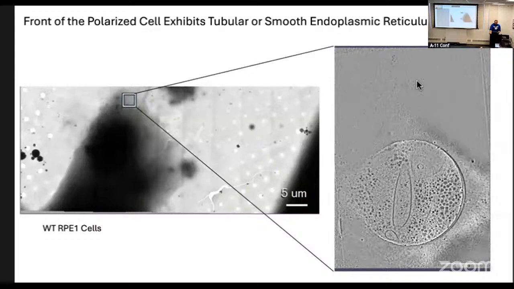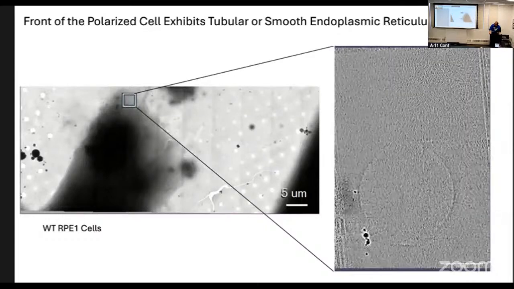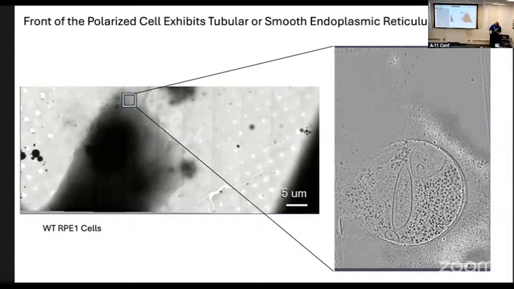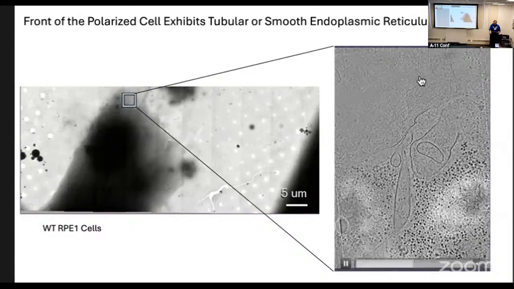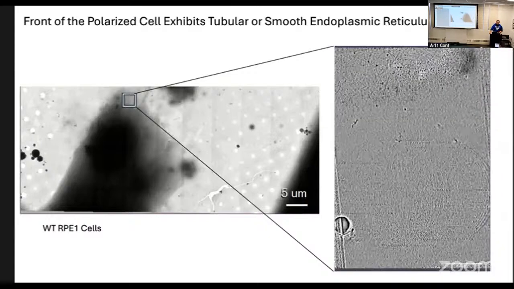And that's the front of the cell. This is an IsoNet-corrected tomogram in the front. You can see why I like this method, because you can really see all the filaments, and everything's very, very clear. That really helps with a lot of the segmentation pipelines.